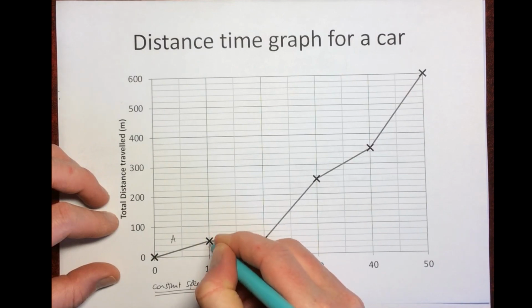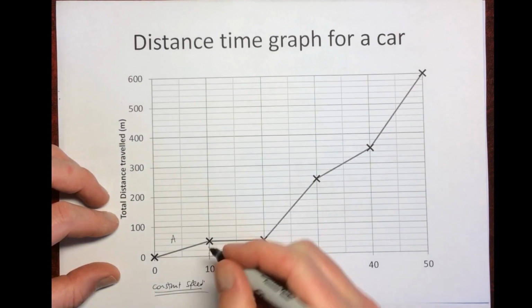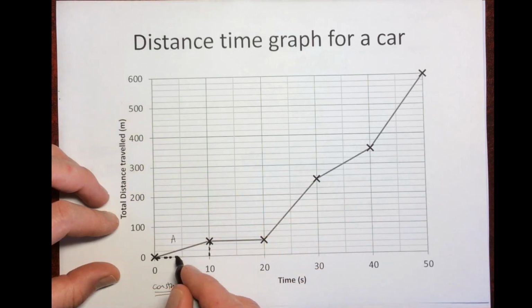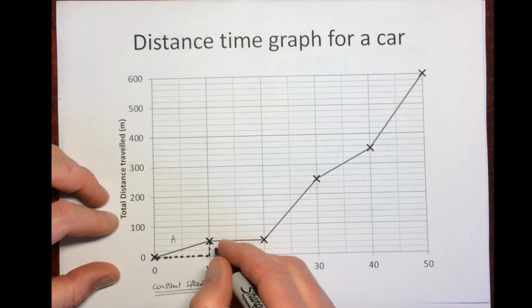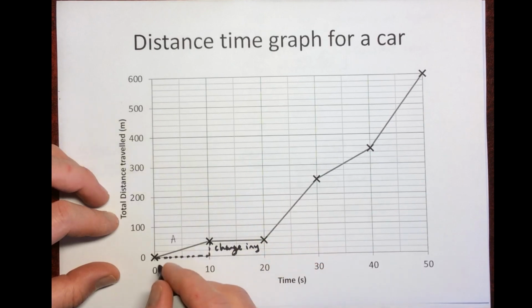To calculate the gradient we need to know, calculating the gradient basically is calculating the steepness of this section of the graph. Now to do that you need to work out the change in the y value divided by the change in the x value.